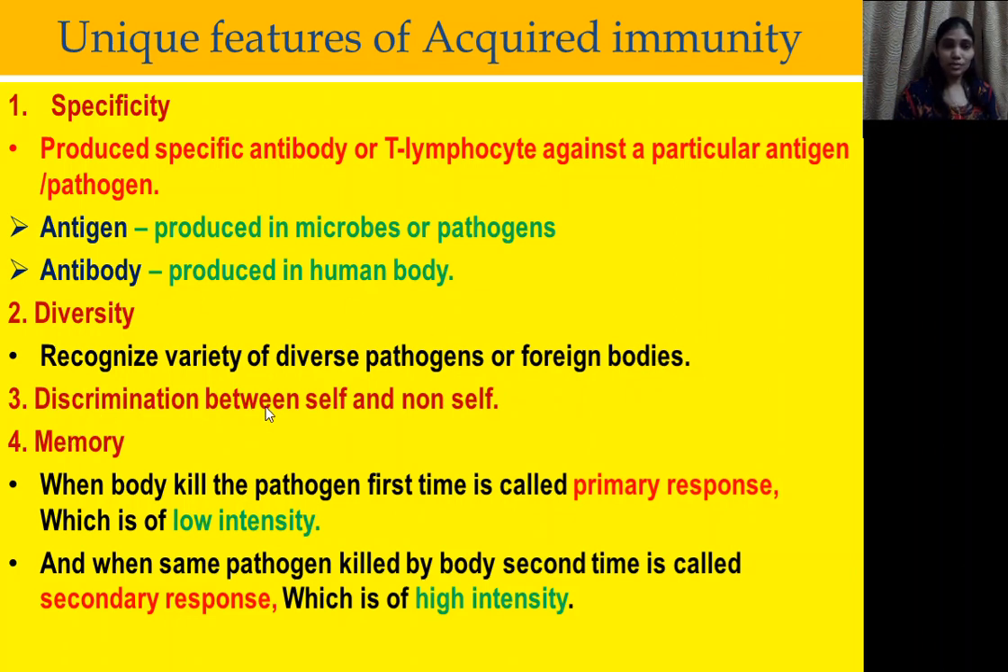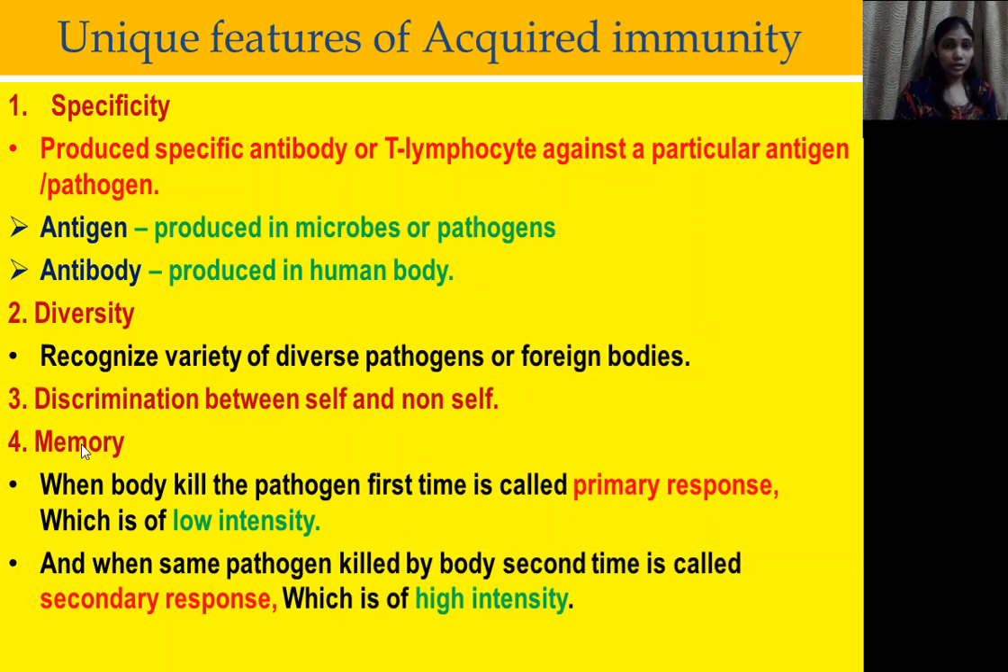Now, what is discrimination between self and non-self? Discrimination means differentiation between self and non-self. We already discussed it. This is a main or unique character of acquired immunity. Self means our body cells or molecules. Non-self means pathogen cells or their molecules, or foreign bodies or their molecules. So acquired immunity can identify the cells or molecules of self and non-self.